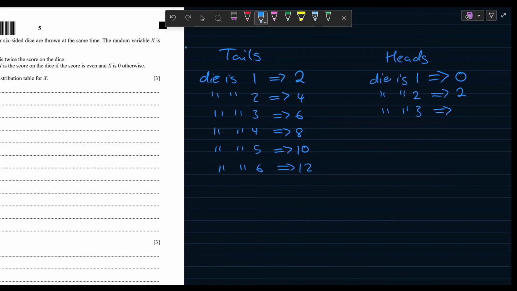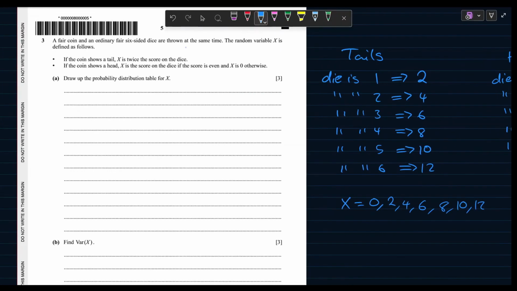3 is not even, so we get 0. 4 is even, so it's 4. And then 5. 5 is not even, so we get a 0. And then finally 6. 6 is even, so we get a 6. Right? So what are the possible values that this random variable can take? We've got 0, 2, 4, 6, 8, 10, and 12. All right. So let's draw up our probability distribution table.